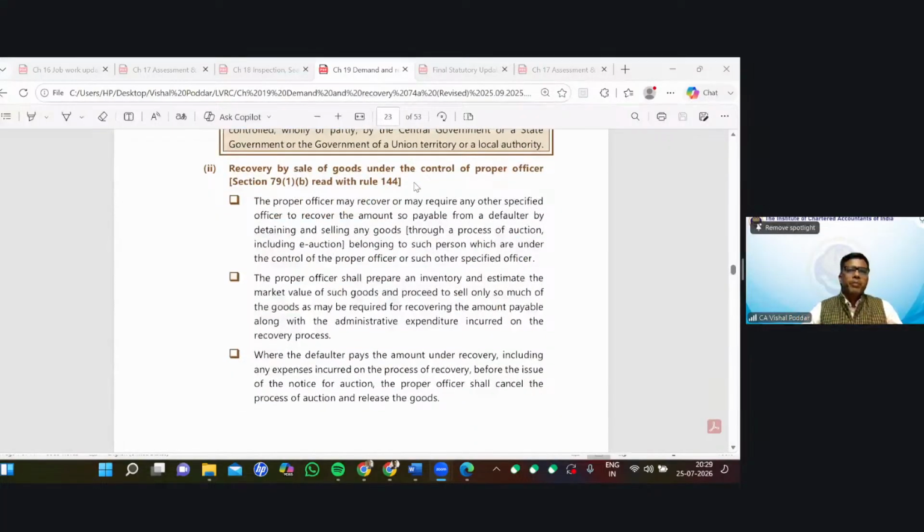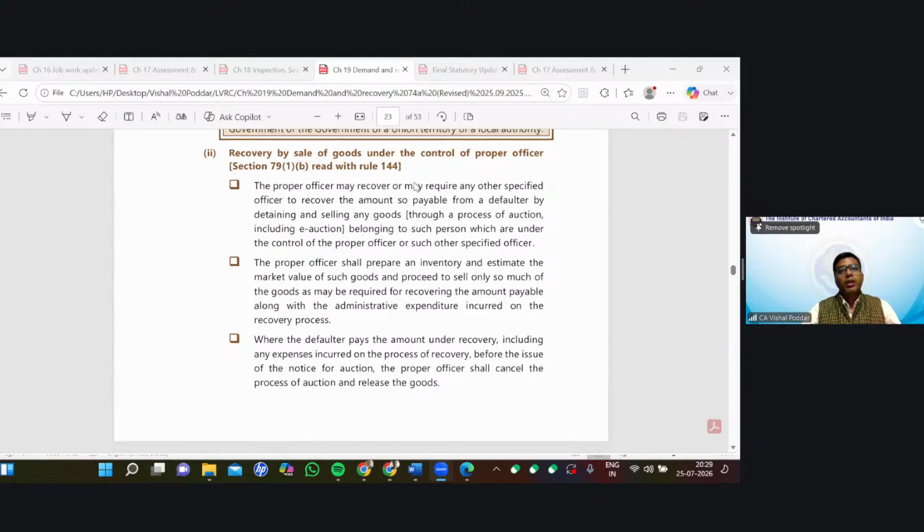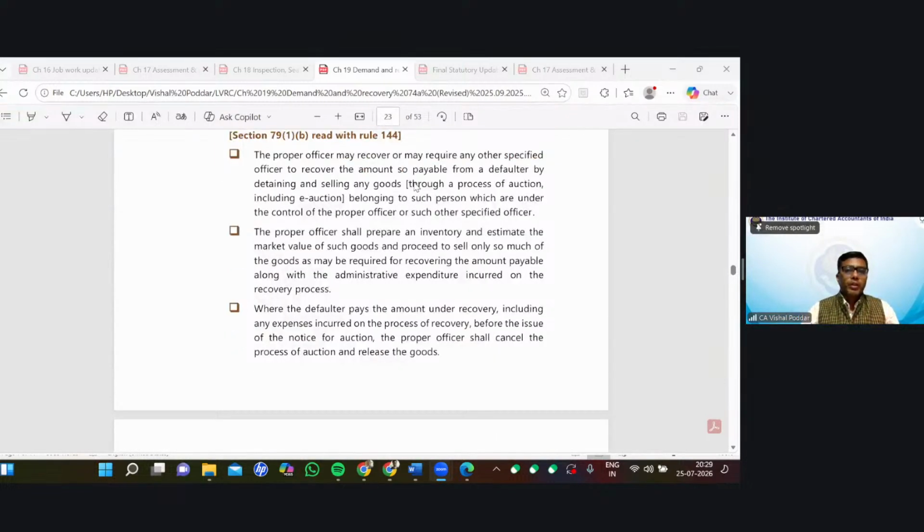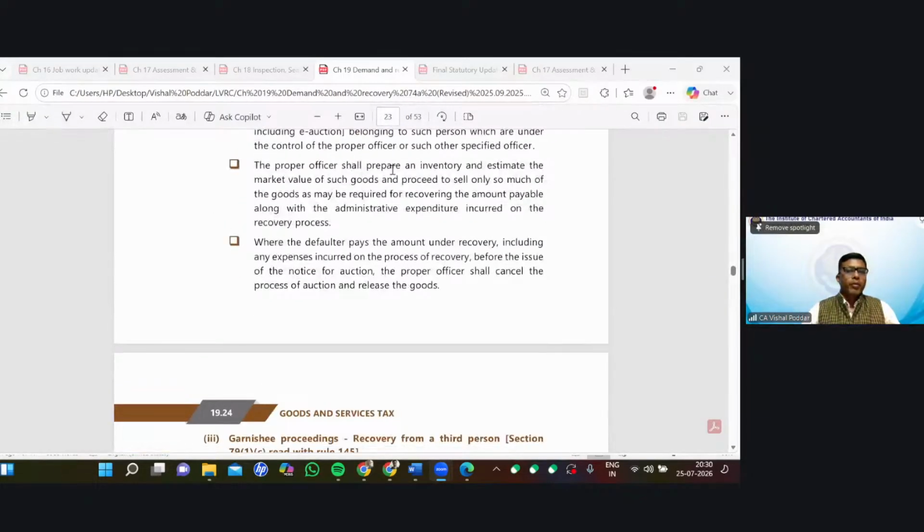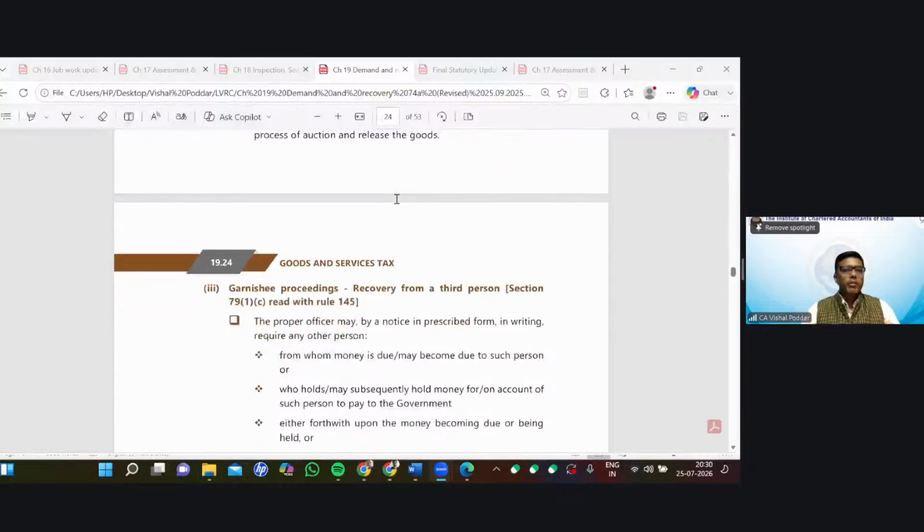Second, they may proceed to recover the amount by selling goods which are under the control of the proper officer. Now, what this requires is that the proper officer may recover, or may require any other specified officer to recover, the amounts so payable from the defaulter by detaining and selling the goods. Now, how can this be done? It may be done through the process of auction, which may include e-auction. The proper officer will prepare an inventory, estimate the market value, and proceed to sell only so much of the goods as is required to recover the outstanding amount.